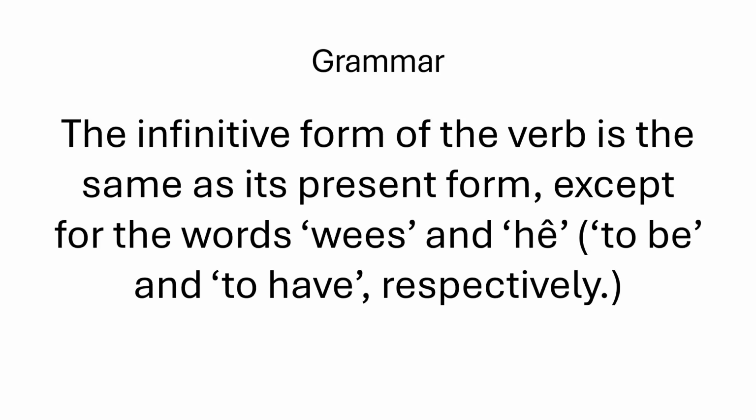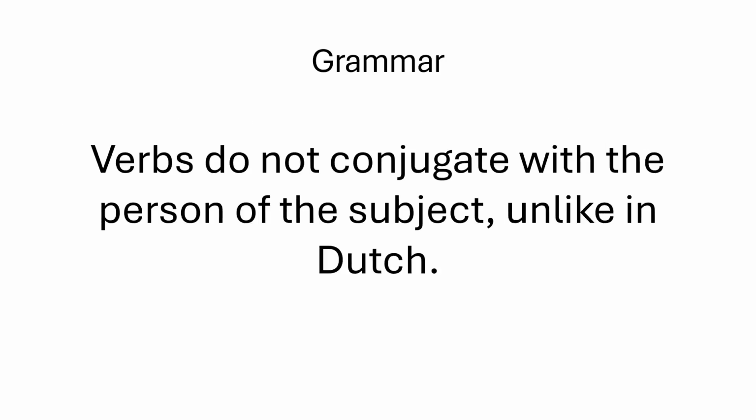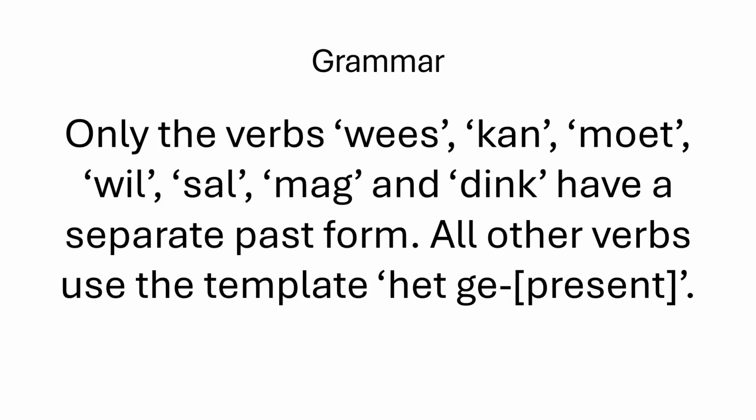The infinitive form of the verb is the same as its present form, except for wees and hê, which means to be and to have. Verbs do not conjugate with the person of a subject, unlike in Dutch. Only the verbs wees, kan, moet, wil, zal, mag, and denk have a separate past form. All other verbs use the template het, ge, and then the present form of the verb.